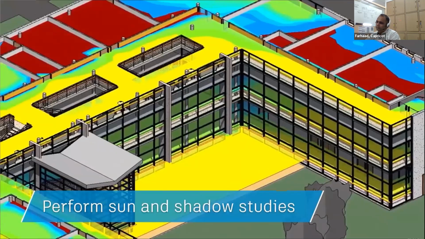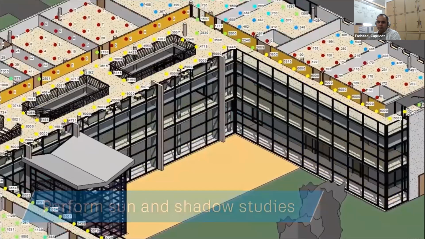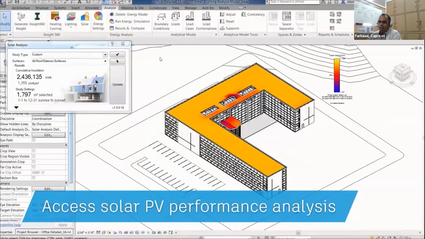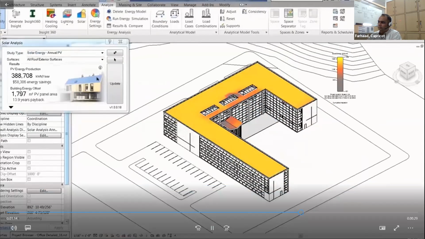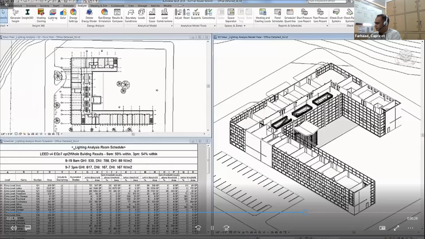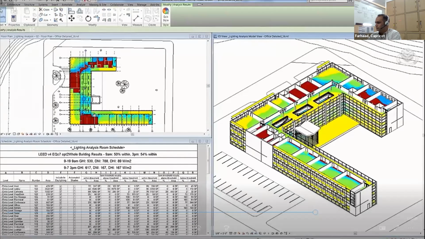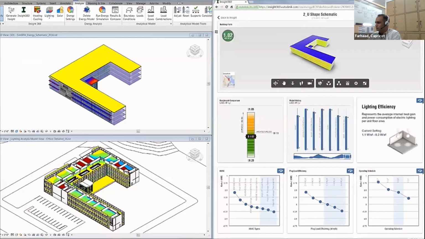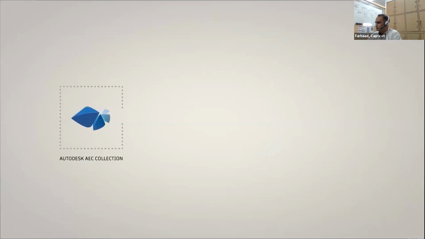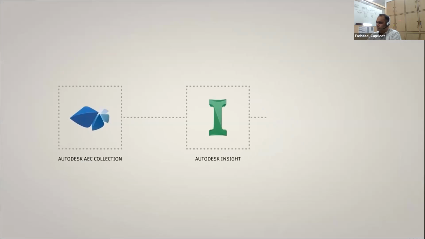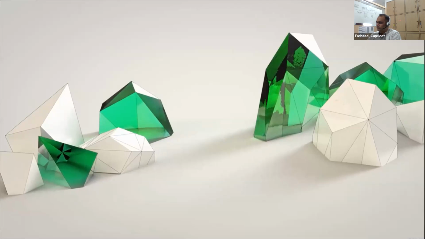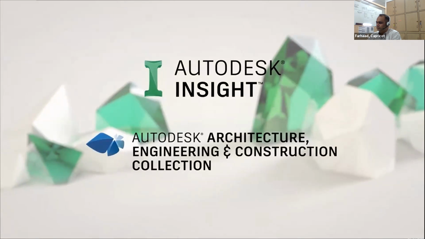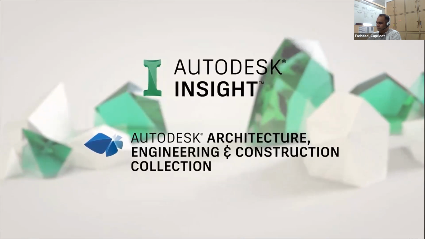Simulate daylighting and glare, access solar PV performance analysis quickly within design environments. Now you can clearly see and thoroughly understand multiple interrelated aspects of a building's performance parameters before construction. Insight extends the capabilities and value of the Autodesk AEC collection through unprecedented levels of cloud-based performance analysis. Discover Autodesk Insight and discover all the power of the AEC collection.